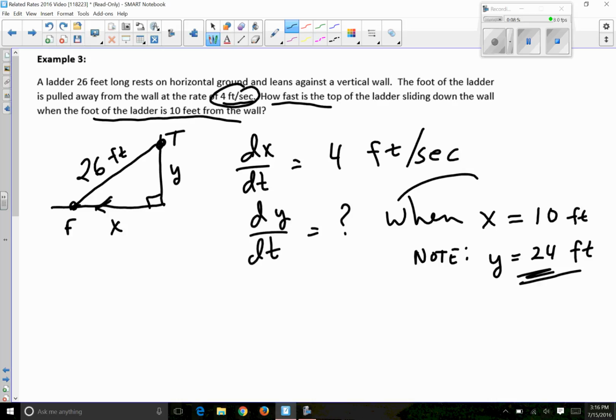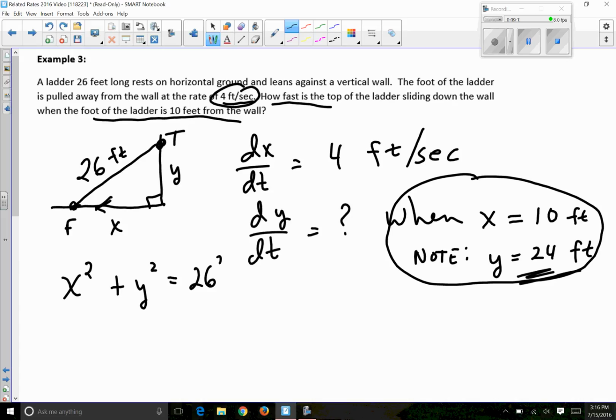Hint, this is not calculus. So the next step in that list of steps is to write a formula, which in this case is x squared plus y squared equals 26 squared. No matter where this ladder is, this will be a true statement. It's called the Pythagorean theorem.